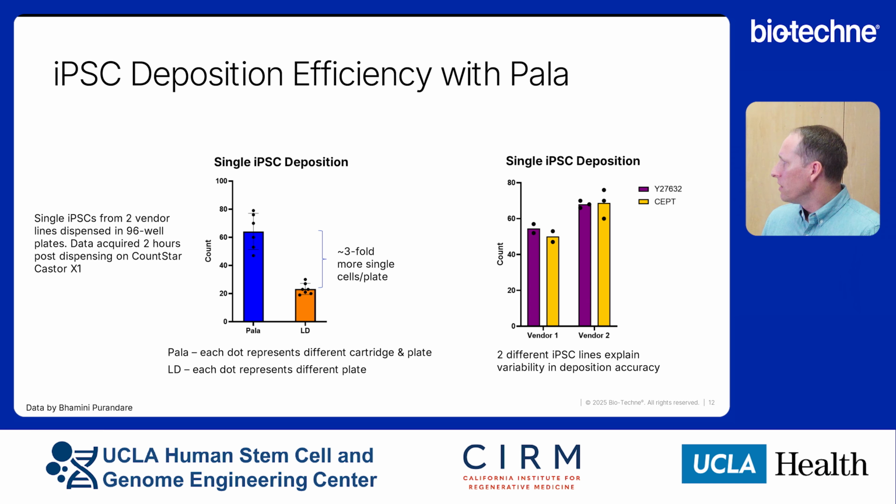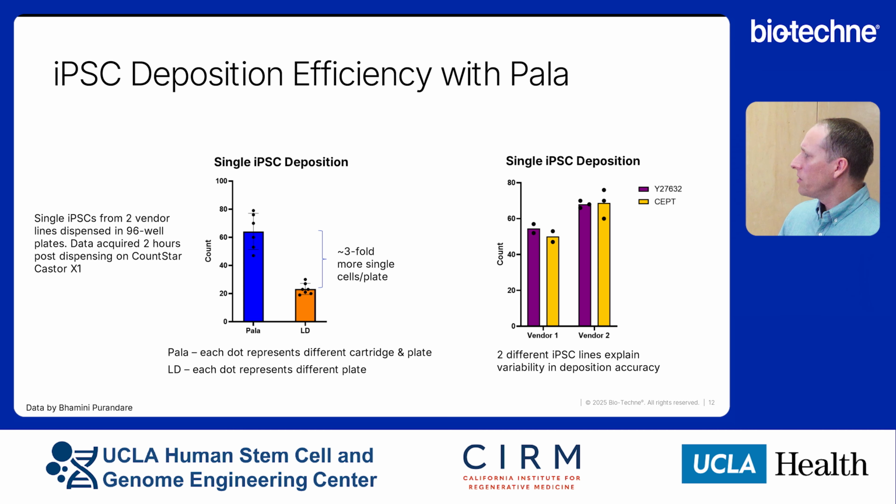So with Paula, we've done some deposition experiments with iPSCs in the last couple of months in our lab in San Jose. And we used 2 different vendor cell lines that we were working with. We dispensed multiple plates with multiple cartridges, and we compared that with just doing hand limiting dilution. We found that on average we see about 3-fold more single cells per plate than just limiting dilution.